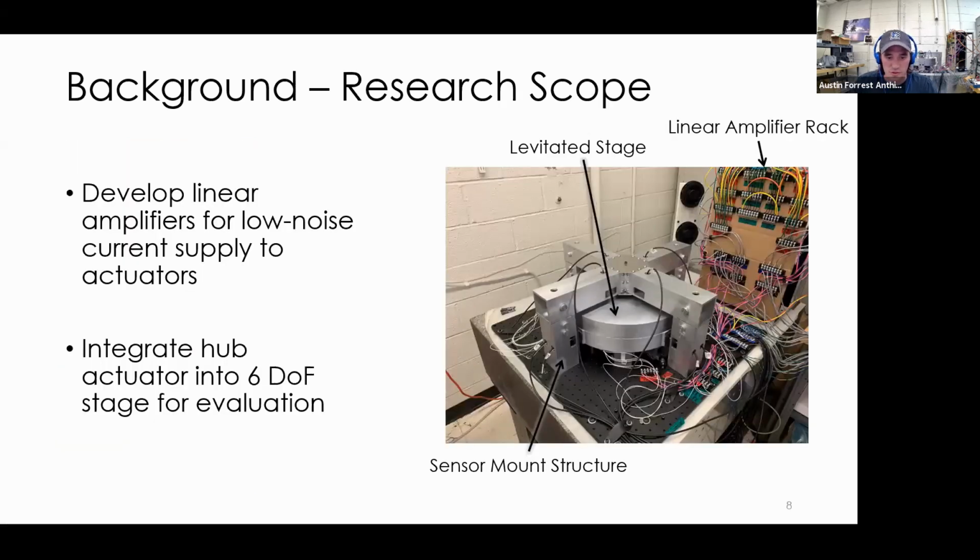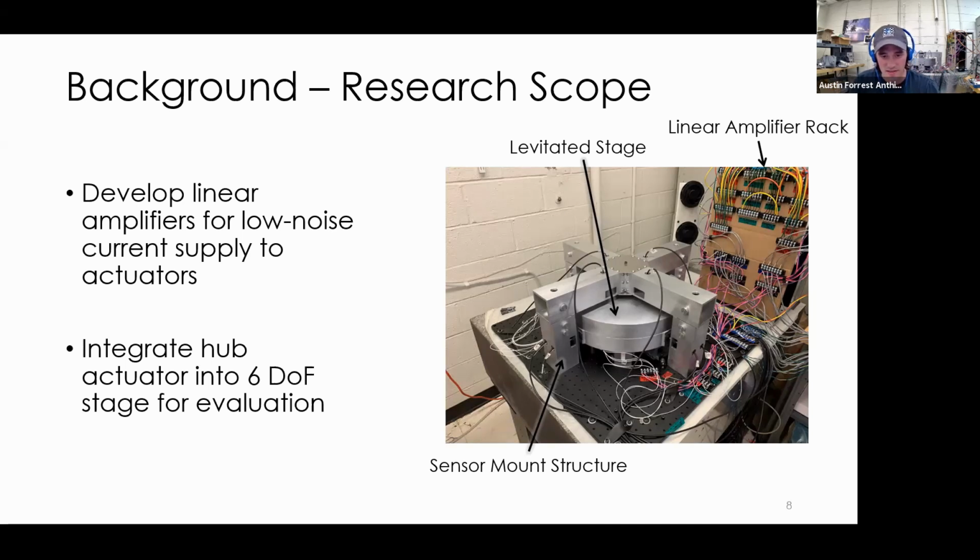My research goal was to integrate that hub into a 6 degree of freedom stage and evaluate its performance. So this hockey puck looking cylinder is the stage. It weighs 10 kilograms, so pretty hefty. The big spider looking thing over it is a pretty large piece, but the only purpose it serves is to place 8 sensors around the stage to measure its position.